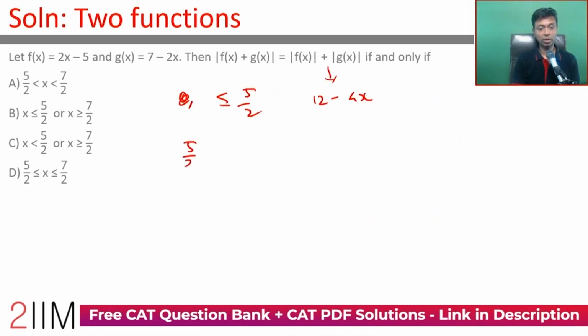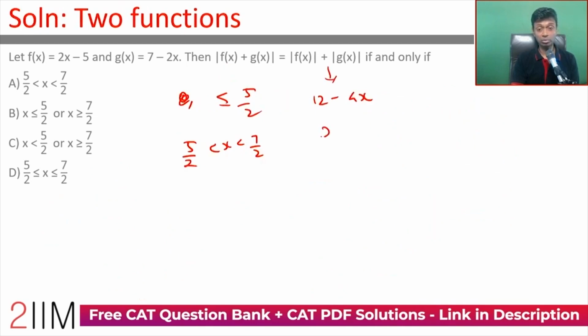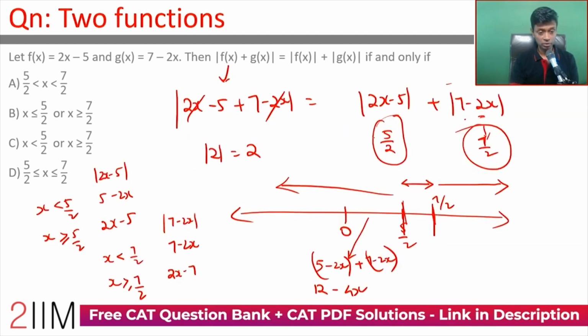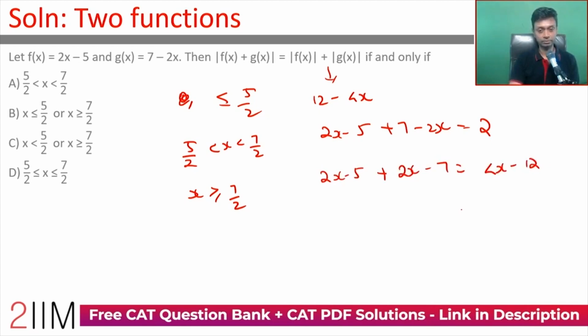We're going to talk about 5 by 2 less than x less than 7 by 2. In this range, x is more than 5 by 2, so this will be 2x minus 5. X is less than 7 by 2, plus 7 minus 2x. This is 2. When x is greater than or equal to 7 by 2, this will become 2x minus 5 plus 2x minus 7, which is 4x minus 12. So here it is 2. Fine. In these two ranges, it doesn't work.